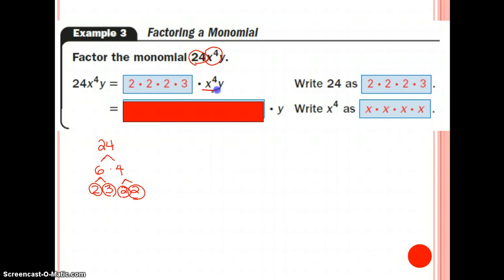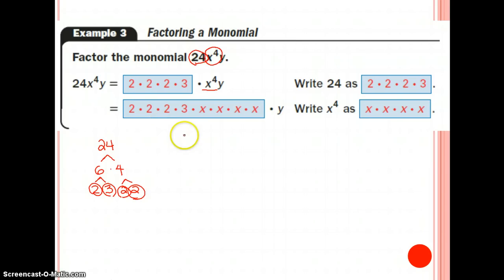Now you need to expand this x to the 4th. Well, that's 4 x's. So you have 2 times 2 times 2 times 3 times x times x times x times x, and then times y. This is factoring. We call it factoring a monomial.